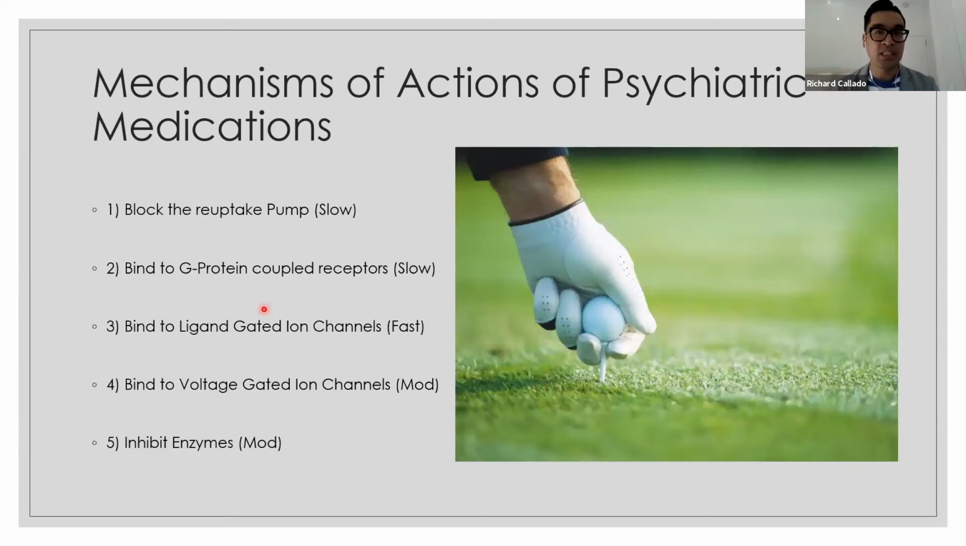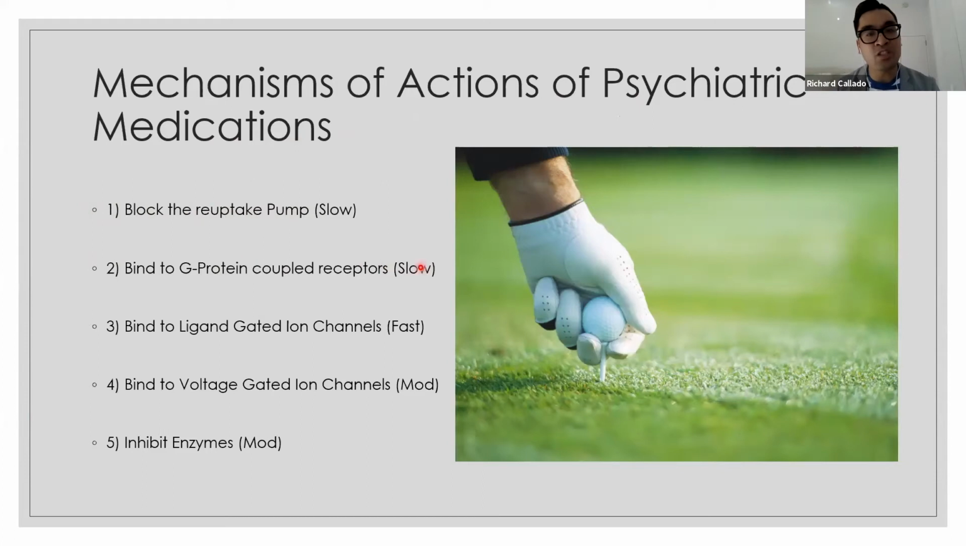Okay, mechanisms of action of psychiatric medication. So all meds that we use in psychiatry work on these 5 mechanisms. It looks pretty simple, right? So 1, they block the reuptake pump: SSRIs, SNRIs, right? Or Wellbutrin, which is a DNRI, a dopamine norepinephrine reuptake inhibitor.